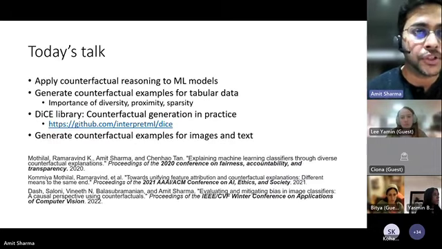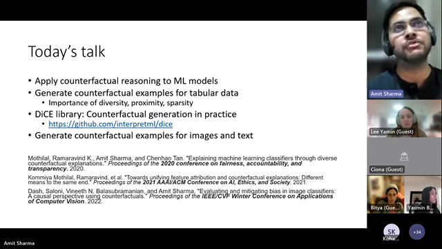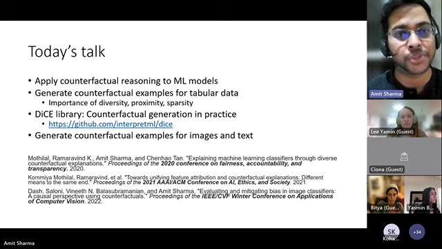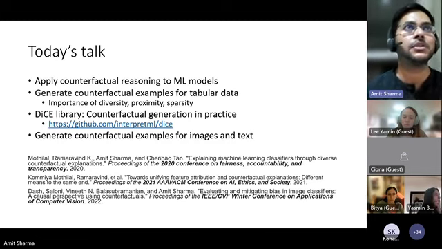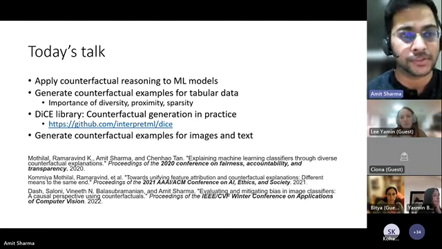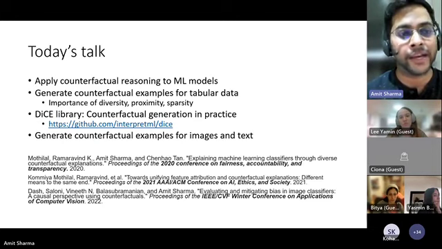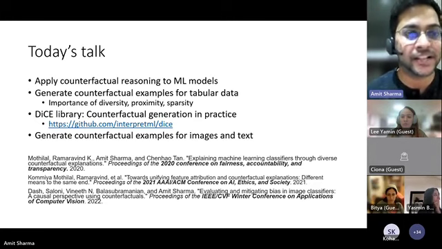And so in today's talk, I'll try to apply the same principle to machine learning models. So now instead of analyzing human decisions, we are going to analyze machine decisions. First, I'll talk about tabular data because the concepts are pretty clear and standard in that field. And so we'll talk about an algorithm and a machine learning library that you can use to explain models, which is called DiCE. And then finally, I'll generalize this idea to images and text as well, because I think today, a lot of the interesting machine learning examples are happening in text and images.